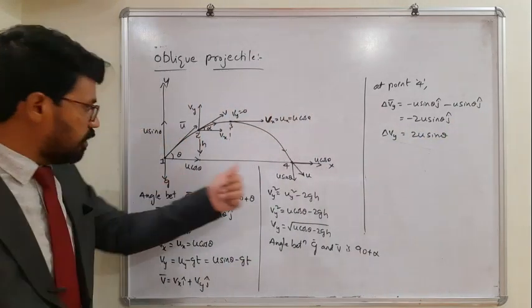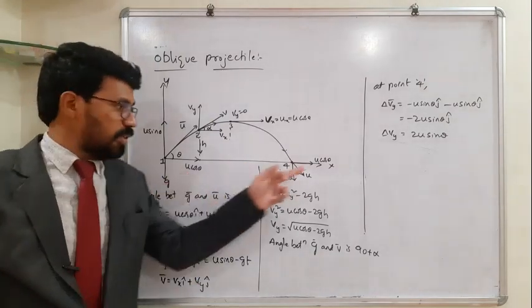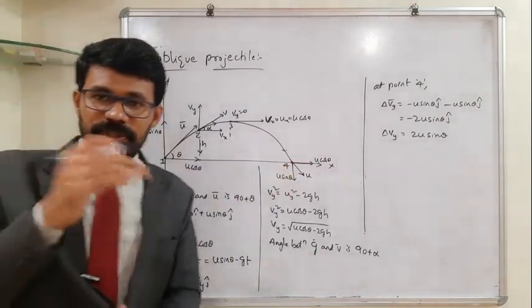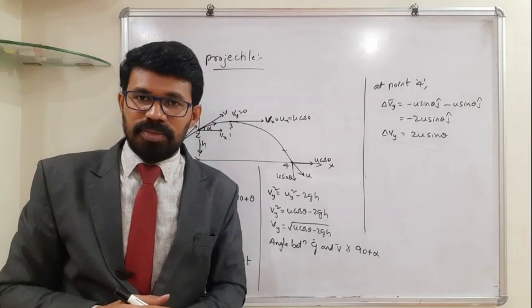And will there be any change in the horizontal component of velocity? Initially it is u cos theta. Finally also, at the time of striking the ground, the horizontal component is the same, u cos theta.